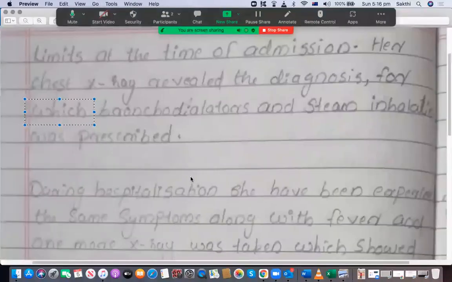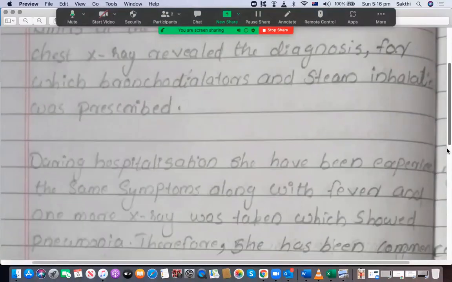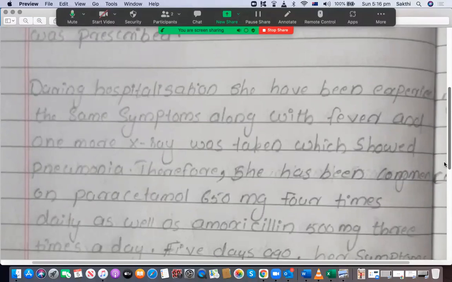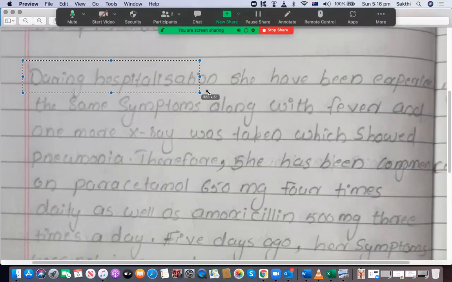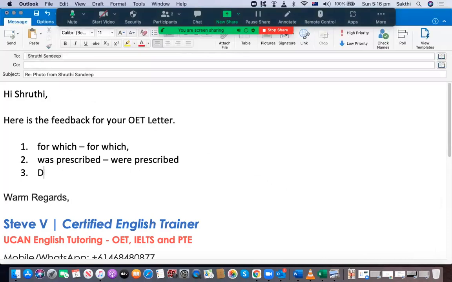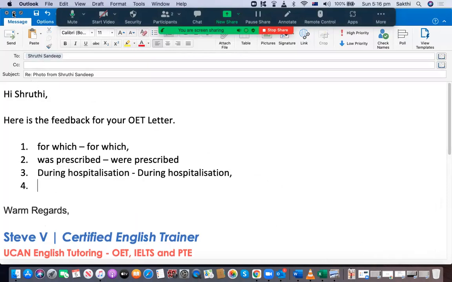Let's go through the next one. During hospitalization, there should be a comma as well. I think you have been committing the same mistake here. Should be during hospitalization, you need to place a comma here. Please use a comma here. All right. During hospitalization, comma. That's good. Let's go ahead with the next one.